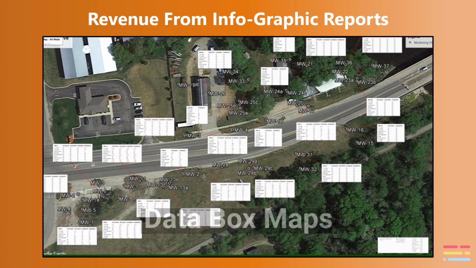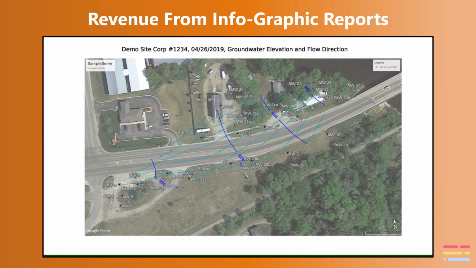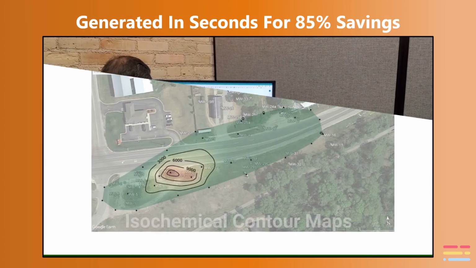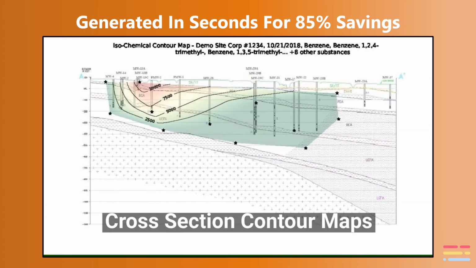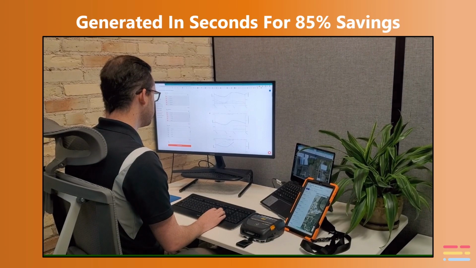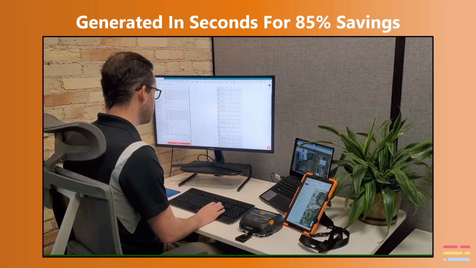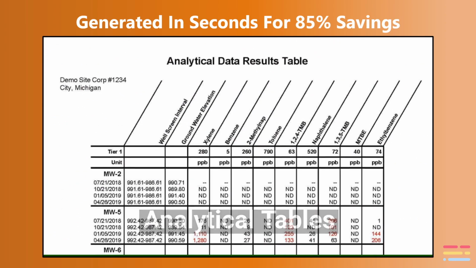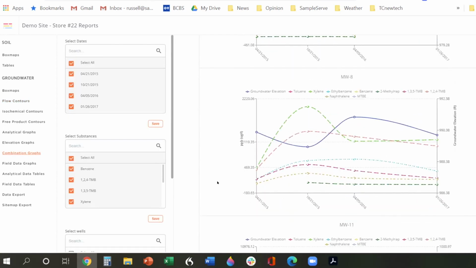So once the lab pushes the data back to the platform, we're able to generate in just a matter of seconds all the data box maps, groundwater contour maps, isochemical contour maps of all kinds, all the data graphs, all the data tables comparing to different cleanup criteria for your area. All these can be generated in a matter of seconds. And we only charge if you want to use our reporting functionality, and that's really where the value is, where you're going to be able to get your reports done and complete in a matter of minutes and get them out the door.